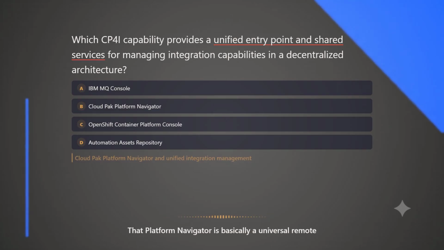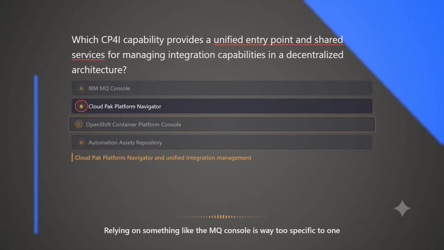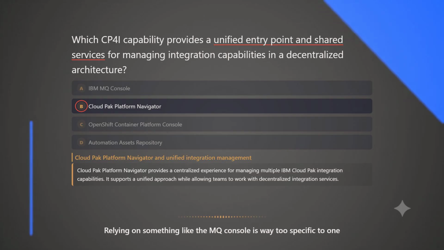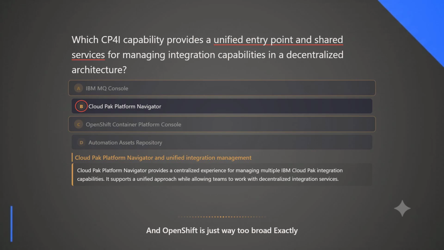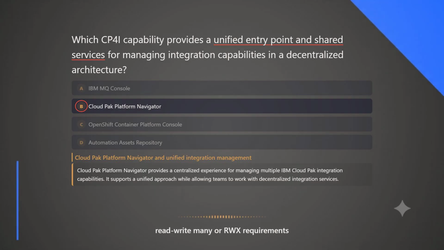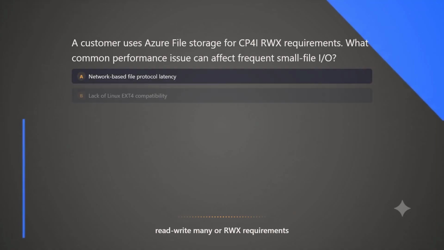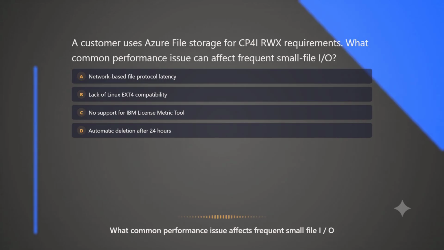Oh, right. That platform navigator is basically a universal remote for all your Cloud Pak tools. Yeah, relying on something like the MQ console is way too specific to one product. And OpenShift is just way too broad. Exactly. Let's pivot back to storage for a quick caveat. Say a customer uses Azure File Storage for read-write-many, or RWX, requirements. Okay, I'm following. What common performance issue affects frequent small file I/O?